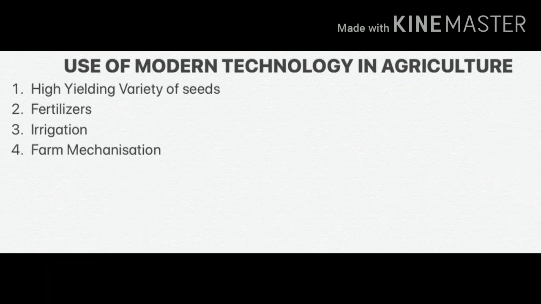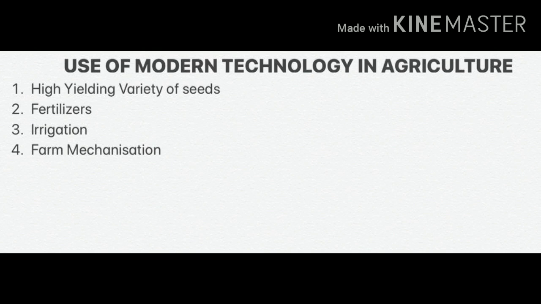Number 4. Farm mechanization. In spite of large-scale mechanization of agriculture in some parts of the country, most of the agricultural operations in larger part of India are carried on by human hand, using simple and conventional tools and implements like wooden plough, sickle, etc. Little or no use of machines is made in ploughing, sowing, irrigating, thinning and pruning, weeding, harvesting, threshing and transporting the crops. This is especially the case with small and marginal farmers.